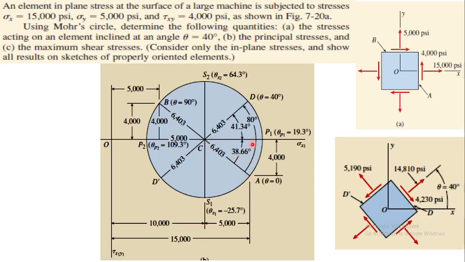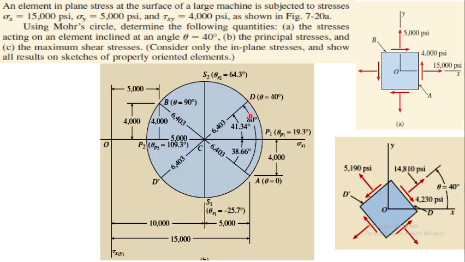How to calculate? This angle will give you the value of tau xy, which you have already calculated. Now you'll be interested in calculating this point D. So you know this angle is 80 degrees, and if you want to calculate this angle, you know this angle is 38.6. Very easily you can calculate. If you know this is 5,000 and this is 4,000, you can take the tan of this and calculate 38.66. So 80 minus 38.66 will give you 41.34.